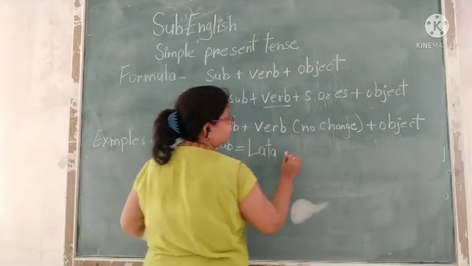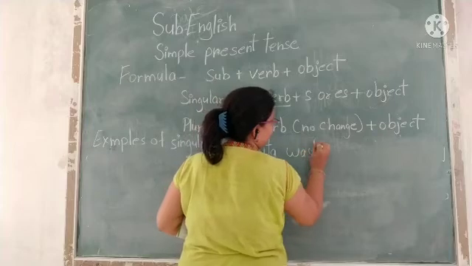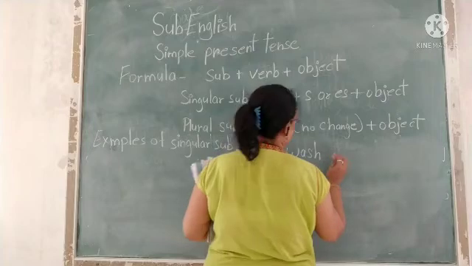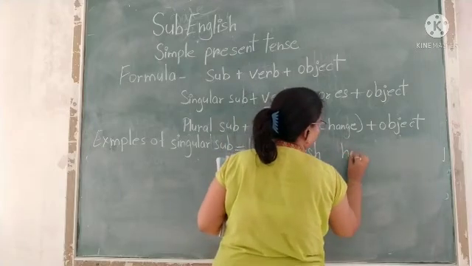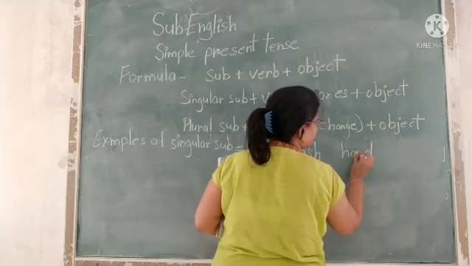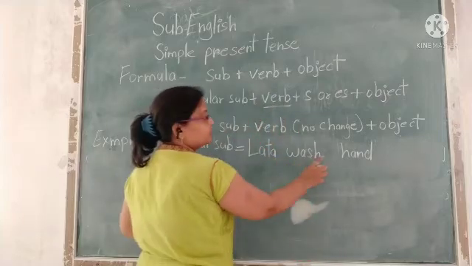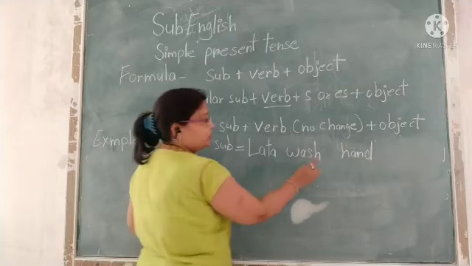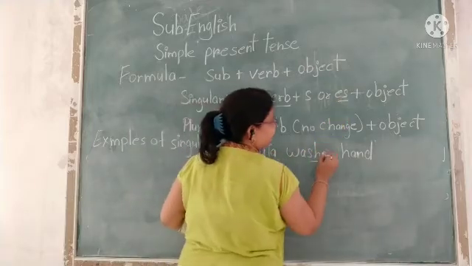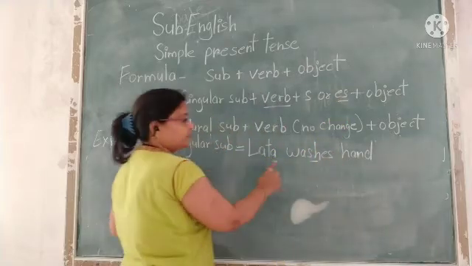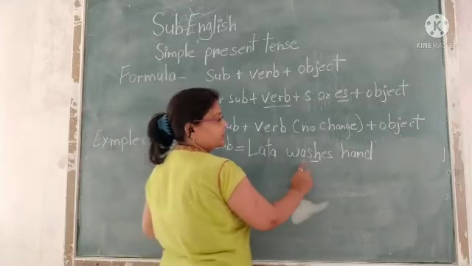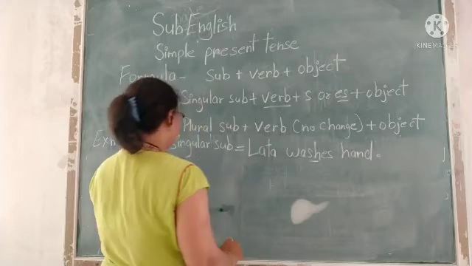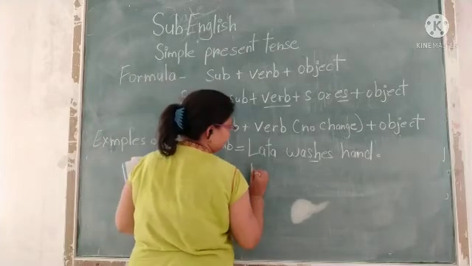Lata, wash is the verb and object is hand. Lata wash, sentence will be Lata washes hand. Full stop. Now look at the next example.